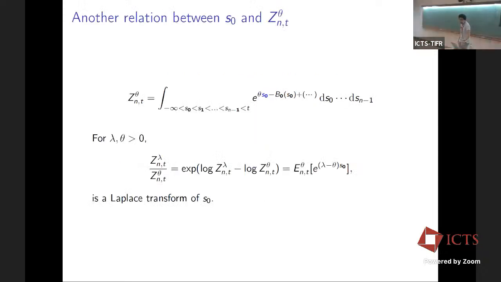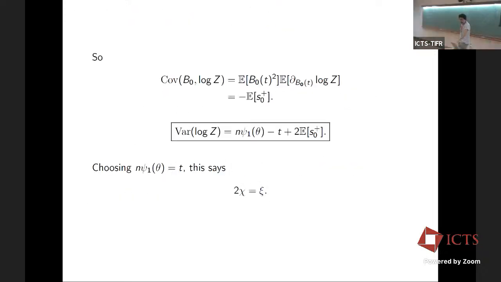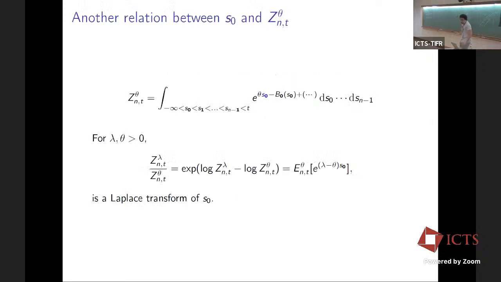Okay, so now our problem is to get n to the 2/3. And one way to get n to the 2/3, if we have 2 chi is equal to xi, is we should find the other relation, chi is equal to 2xi minus 1. Okay, and there is another relation between SCO and Z_{n,t}(theta), at least in this O'Connell-Yor case, and that's just because, and it's very classical, theta SCO appears as a linear term in the Hamiltonian. So that means that the partition function itself serves as a Laplace transform for SCO.